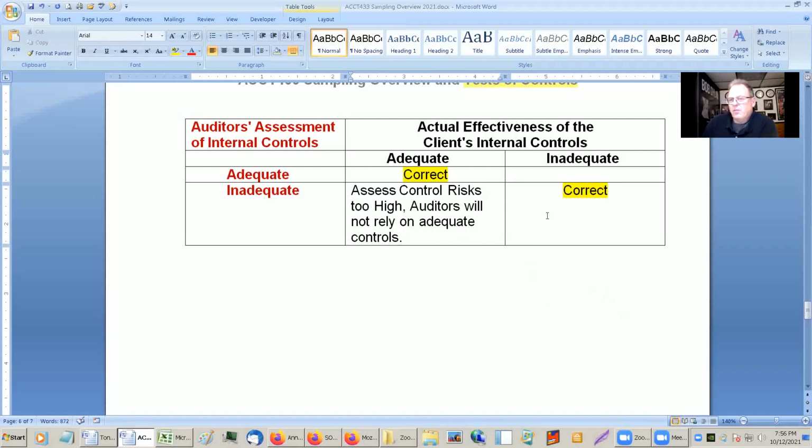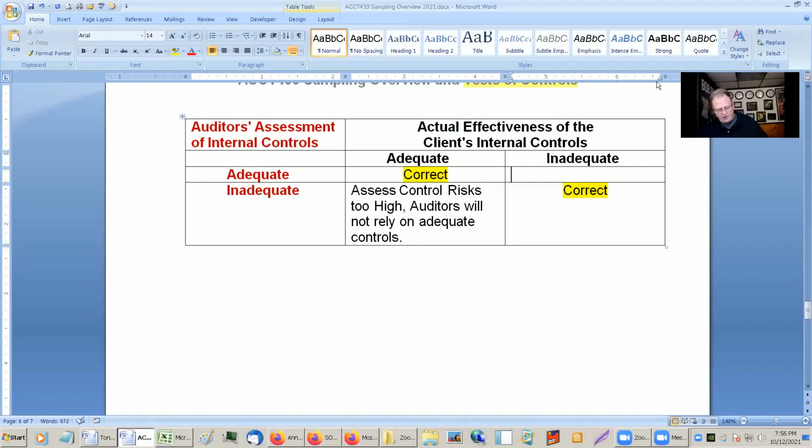Okay, so we really could rely on the controls, but we didn't because our test, for whatever reason, didn't match with what the true value of the population is. So this one is a little bit of concern. The audit may do extra work you really don't have to do. But again, we don't have a crystal ball. We don't know exactly what the actual effectiveness of the internal controls is. We're doing testing to get an estimate of it.